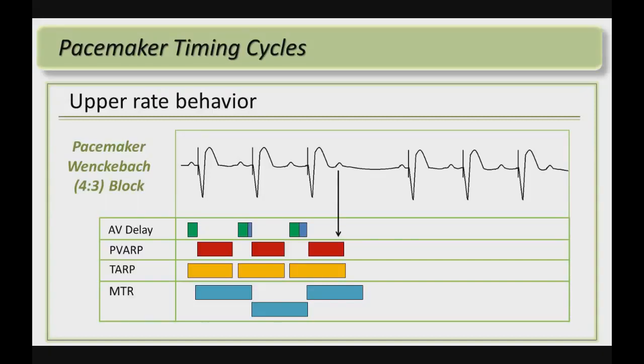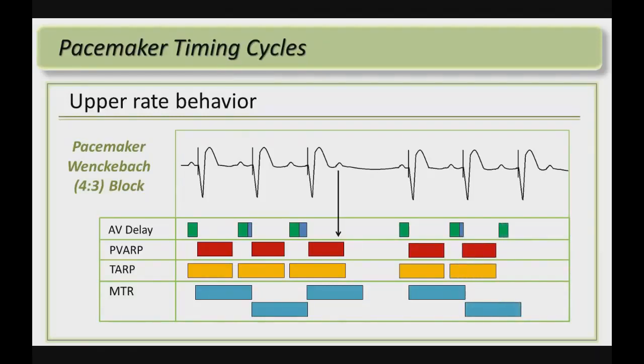Not too long after the dropped paced ventricular beat, another intrinsic P wave comes in. This P wave is again sensed, and so we start our AV delay. The AV delay times out, and we pace in the ventricle. And this cycle will continue again and again, with every fourth P wave landing in refractory, resulting in a 4-to-3 pacemaker Wenckebach block.